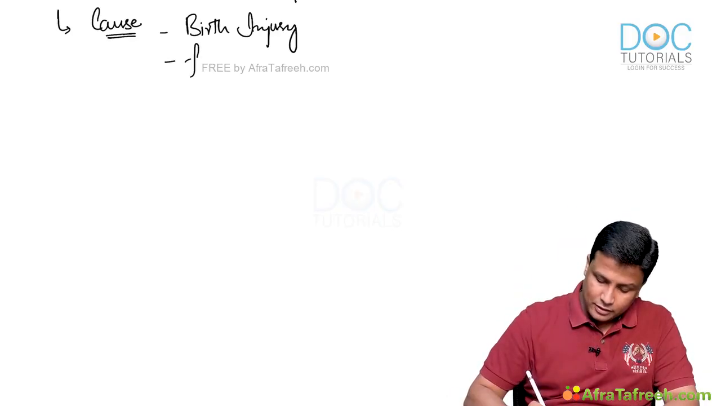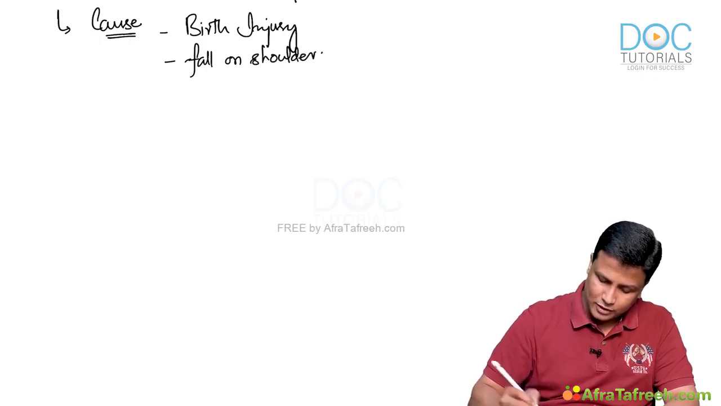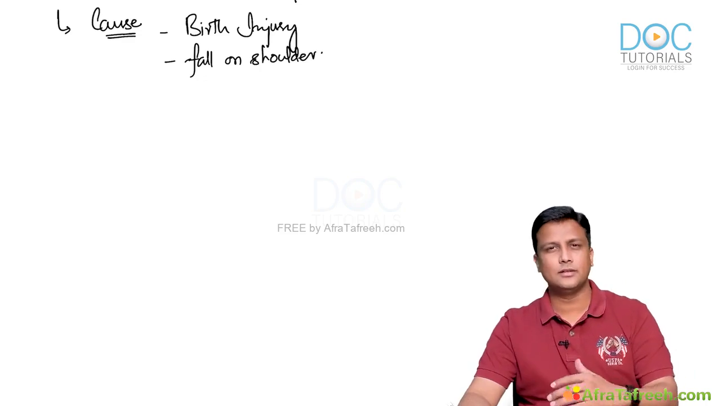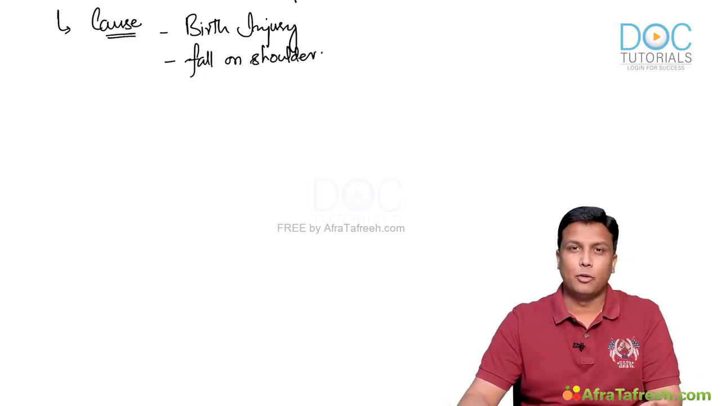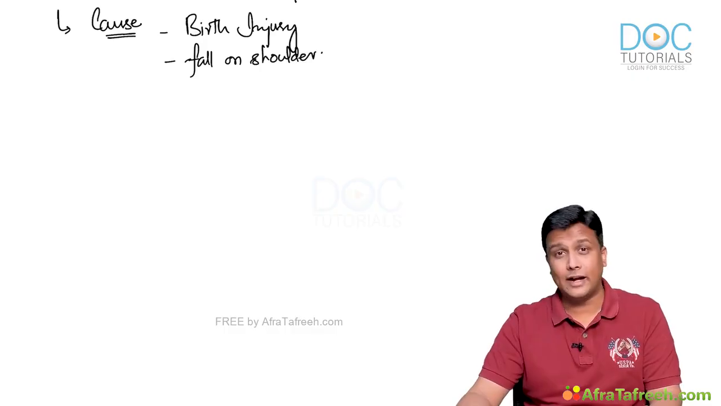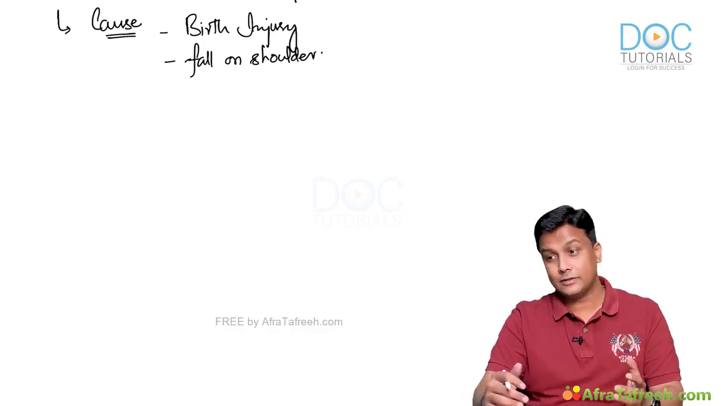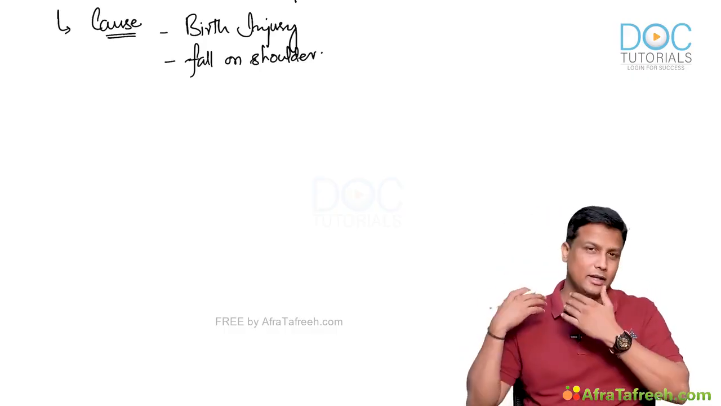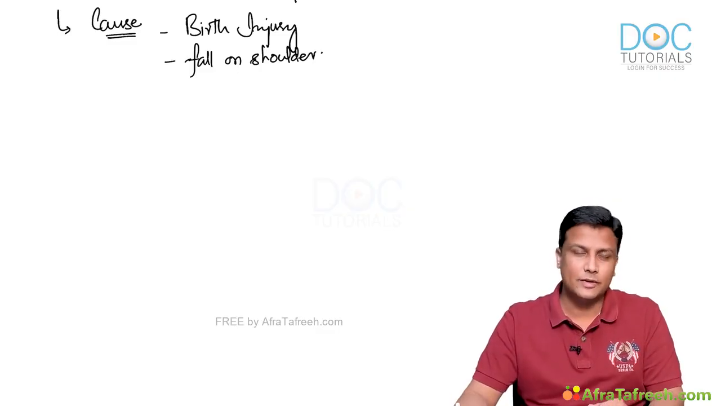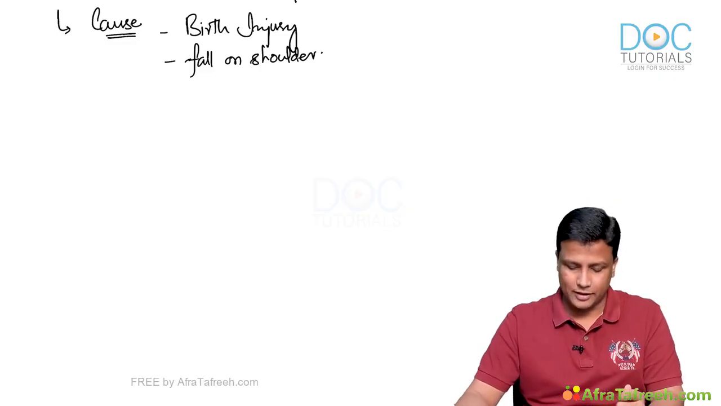One more reason for Erb's paralysis will be a fall on the shoulder. Sometimes players, like football players and cricket players, will be falling very randomly. And when they fall down, sometimes they'll be falling on the shoulder. And again, for the same reason, there's an overstretch between the head and the shoulder, injury to the upper trunk, guys.